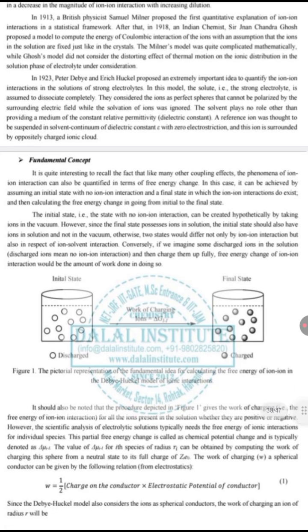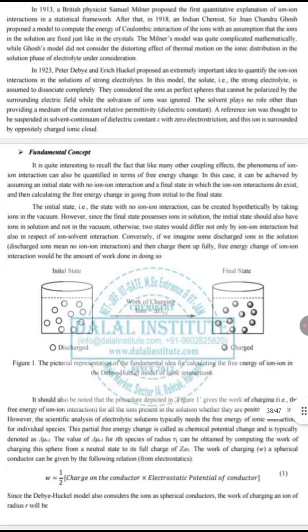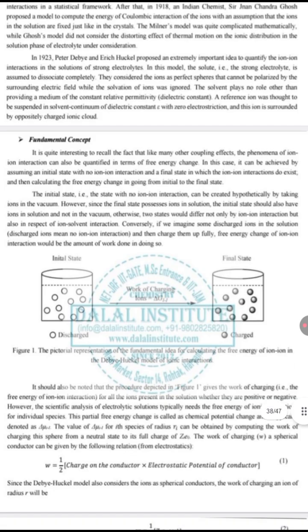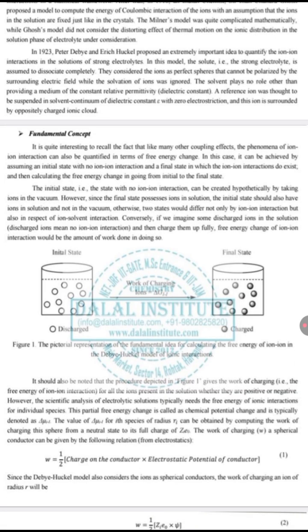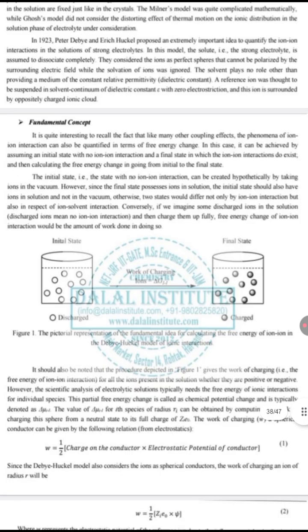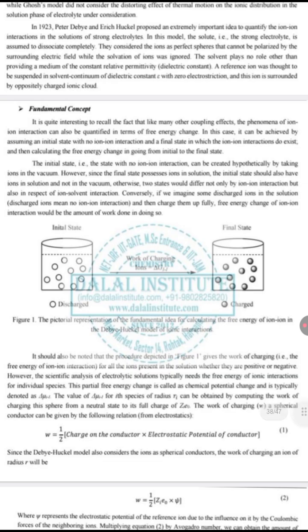In 1913, a British physicist, Samuel Milner, proposed the first quantitative explanation of ion-ion interaction in a statistical framework. After that, in 1918, an Indian chemist, Sir Jnan Chandra Ghosh, proposed a model to compute the energy of Coulombic interaction of the ions with an assumption that the ions in the solution are fixed just like in the crystals. The Milner model was quite complicated mathematically, while Ghosh's model did not consider the distorting effect of thermal motion on the ionic distribution in the solution phase of the electrolyte under consideration.